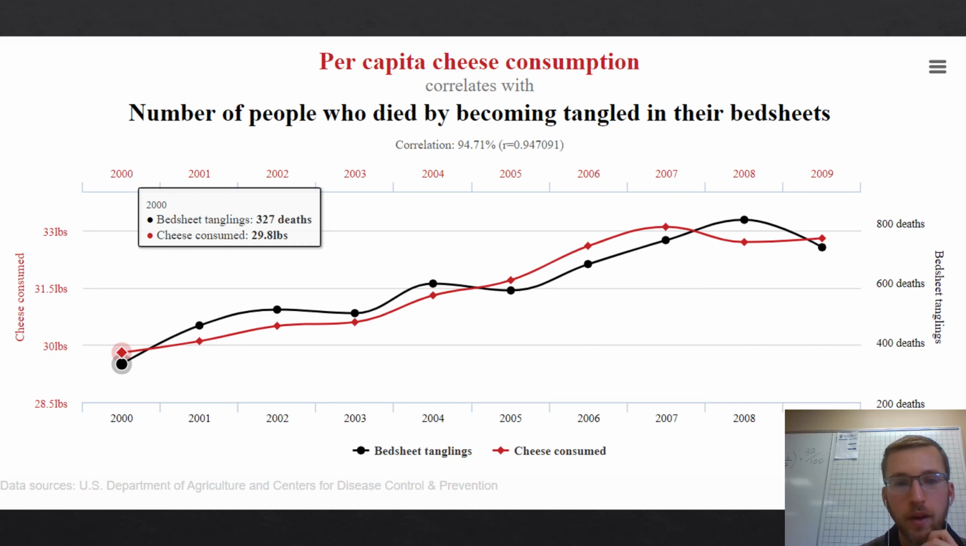Here's another example. In red, we have per capita cheese consumption, so on average, how many pounds of cheese people eat each year. And in black, we have the number of people who died by becoming tangled in their bed sheets. Here we have a correlation of 0.947, which is a very strong positive correlation. But again, I think we all could agree that these are not causing one another. Maybe they are. No, they're not. I can't think of any offhanded reason why they would be related to one another. Again, because they're correlated, that does not mean that they cause one another.